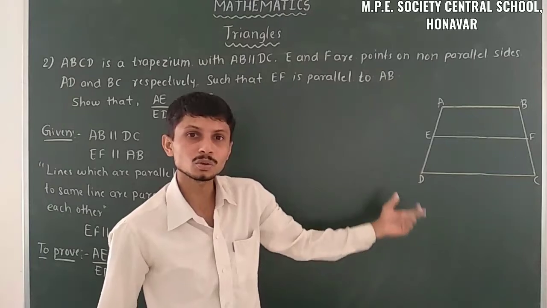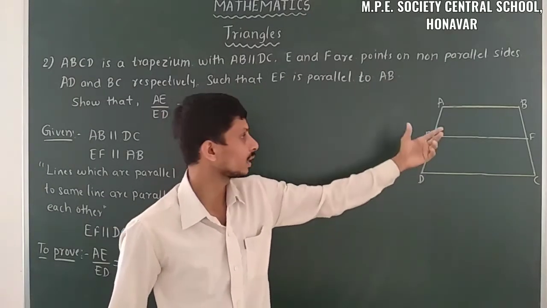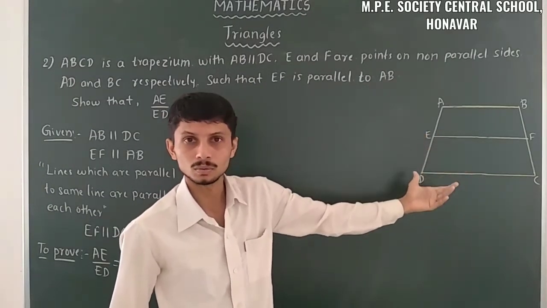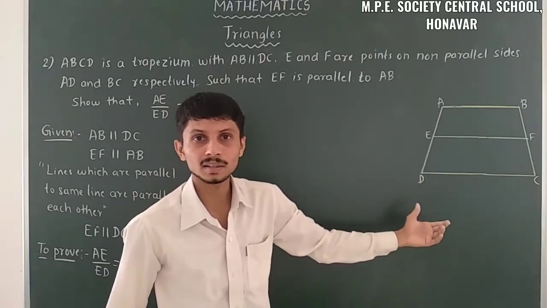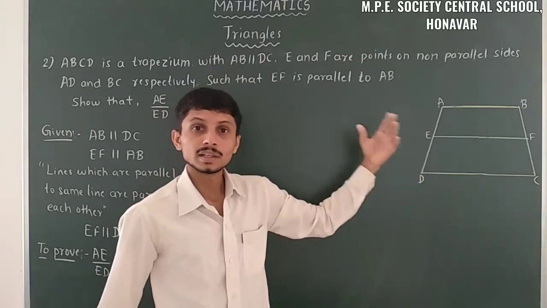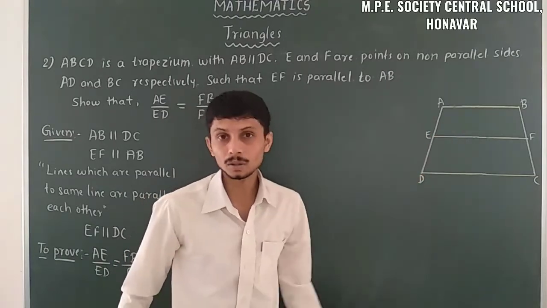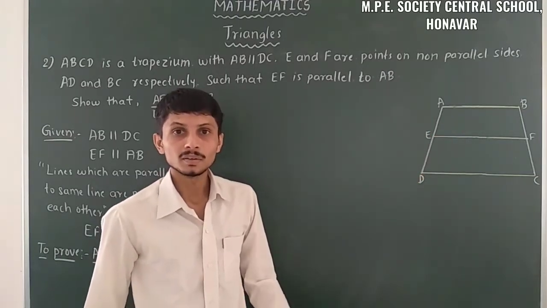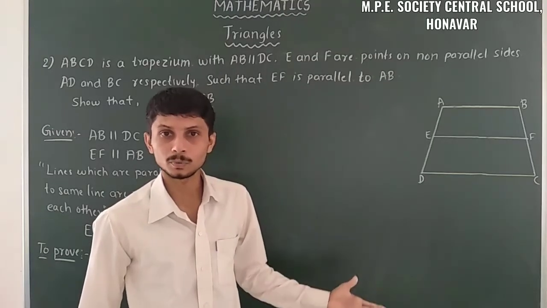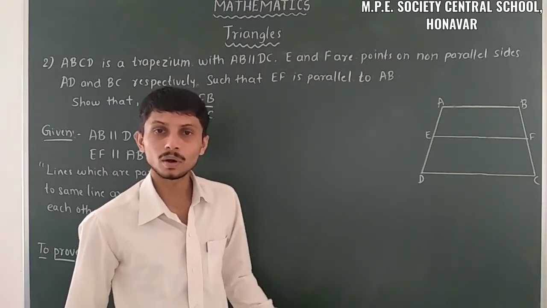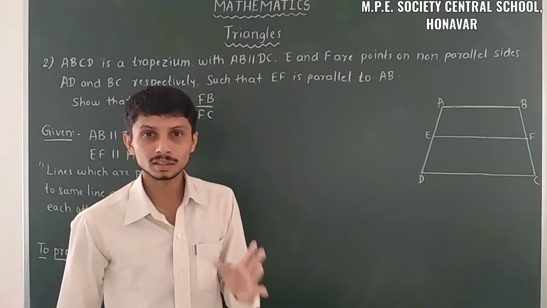So just observe, are there any triangles here? No, so no triangles are formed. EF, AB and DC are not a part of a triangle. That's why we have to construct a triangle. Otherwise we can't prove the required statement. So that's why we have to do some construction.